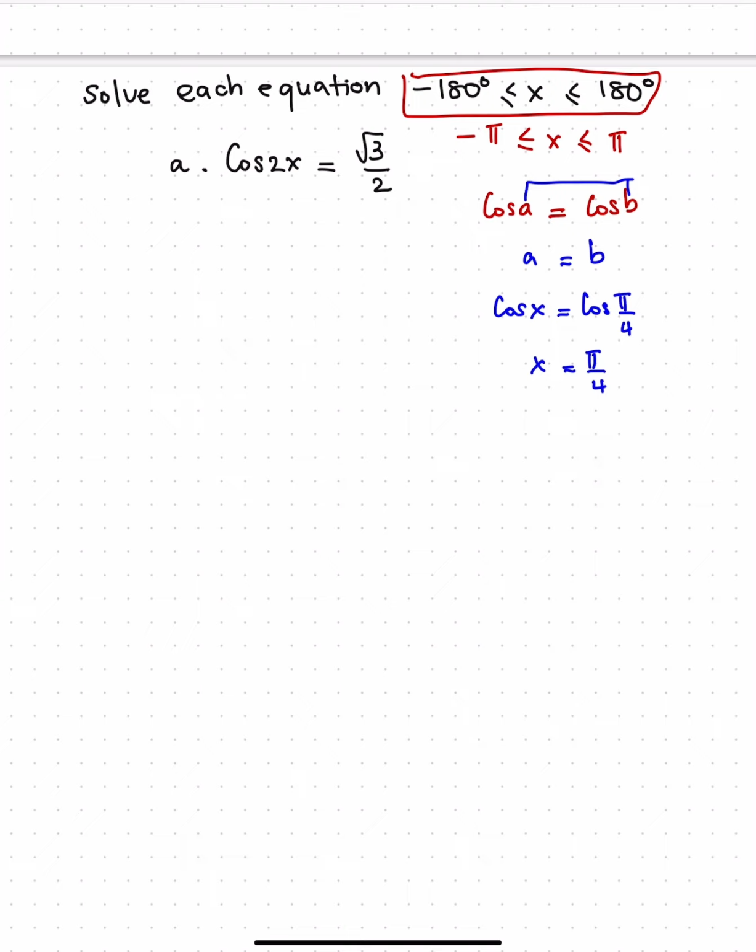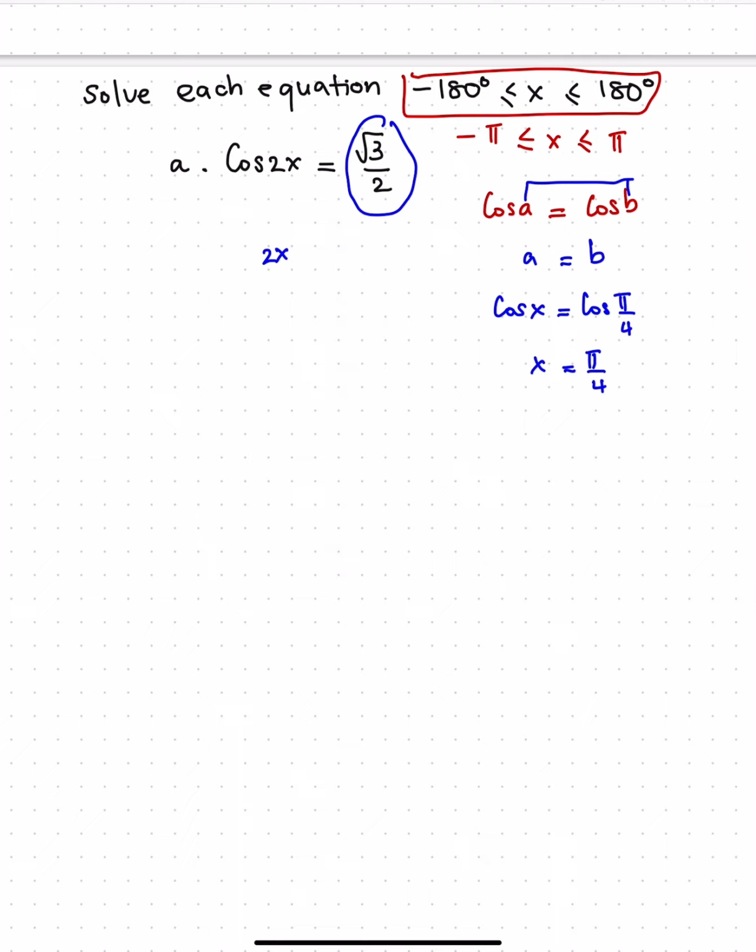So we have to make square root 3 over 2 to be cosine of some angle. But before you make square root 3 over 2 the cosine of any angle, you have to focus on 2x. So here we have 2x, and what I want is the condition for 2x.